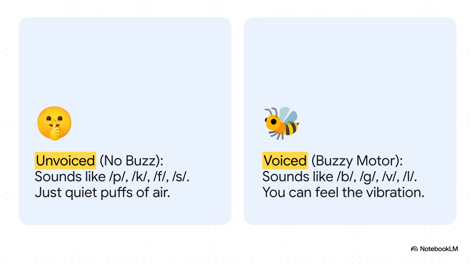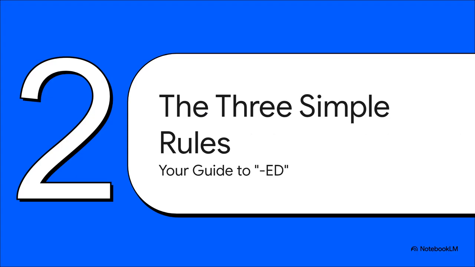Basically, English sounds fall into 2 main groups. You've got your unvoiced sounds, no buzz. They're just these quiet little puffs of air, like p, k, f, s. And then you've got the voiced sounds. That's when the buzzy motor in your throat is switched on. B, g, v, L. This one difference changes everything. So once you can hear and feel the difference between that voiced buzz and an unvoiced puff, you've honestly done the hardest part. From here, it all comes down to 3 super simple rules.